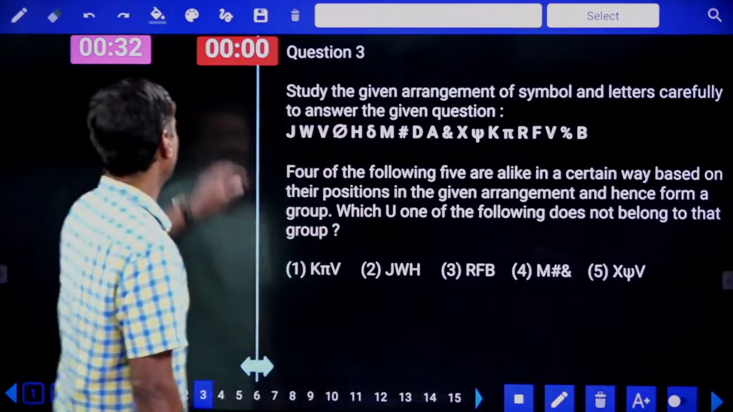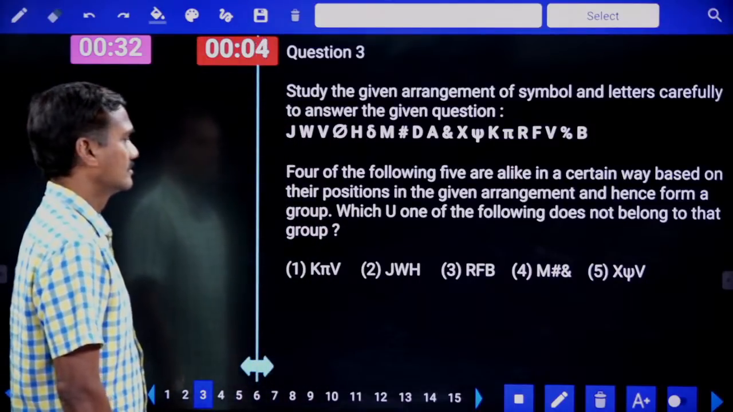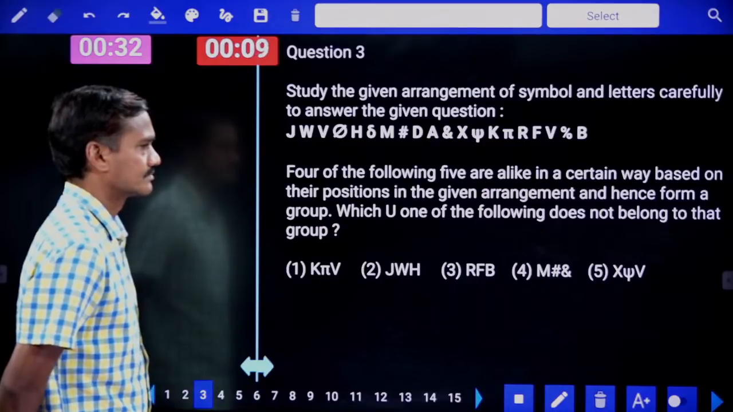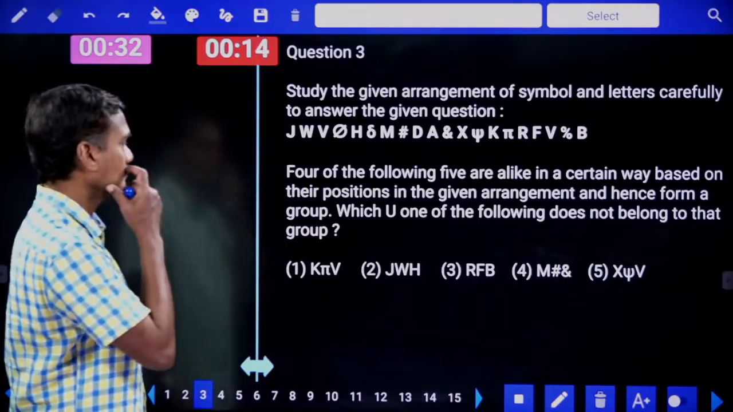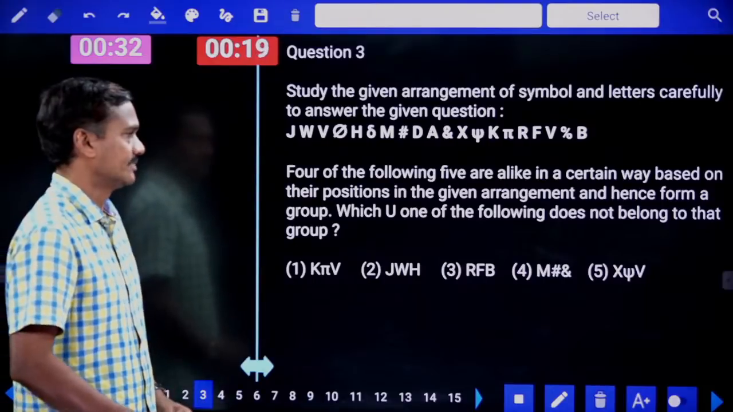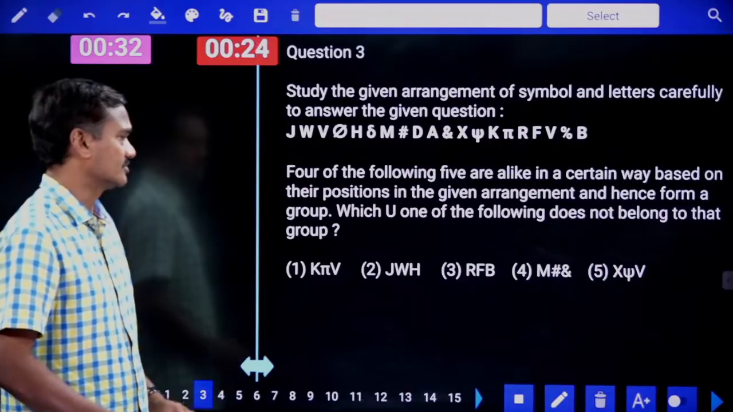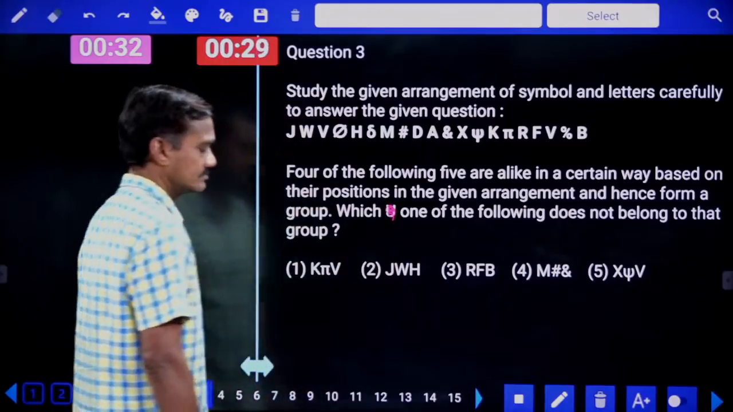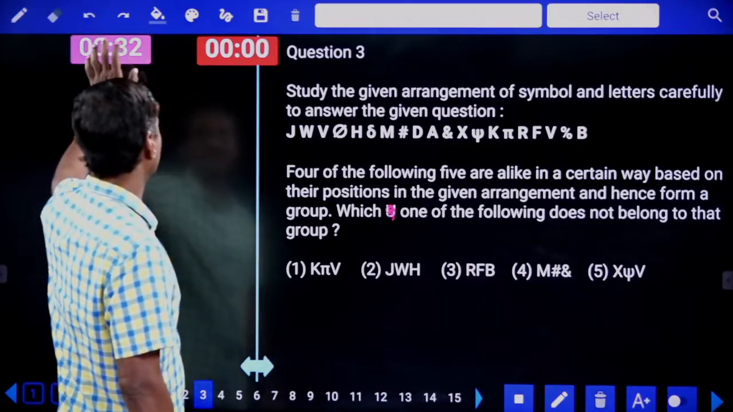Now in this question number 3, four of the following 5 are alike in a certain way based on the given arrangement and hence form a group. Which one of the following does not belong to that group? Done with this? Then coming to this one.